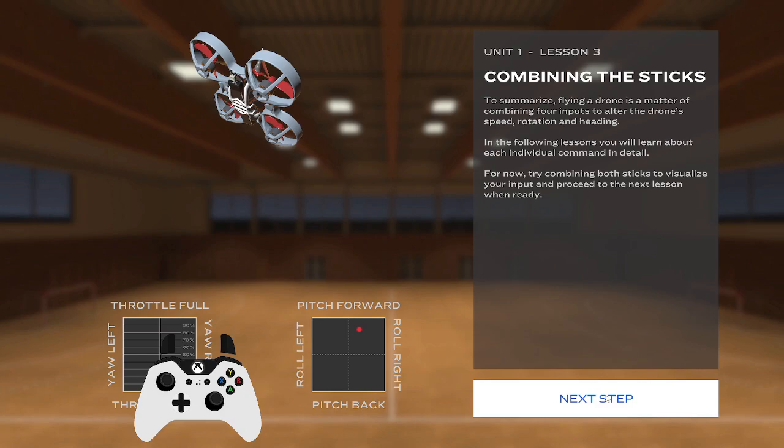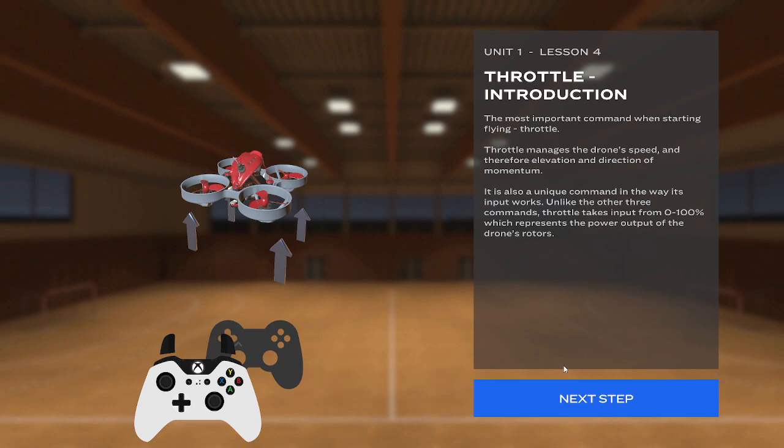Alright, throttle introduction. The most important command when starting flying. Throttle. Throttle manages the drone's speed and therefore elevation and direction of momentum. It's also a unique command in the way its input works. Unlike any other of the 3 commands, throttle takes input from 0 to 100%, which represents the power input of the drone's motors.